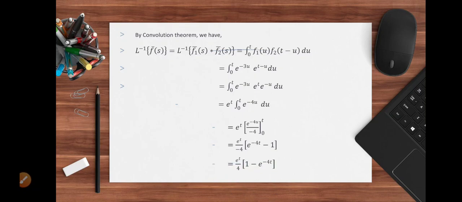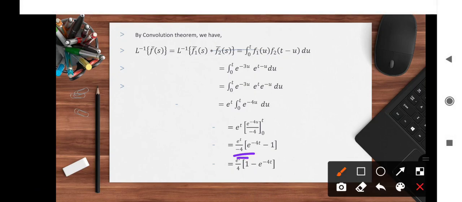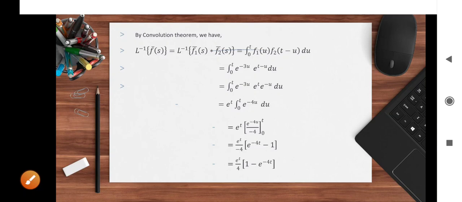Now taking this minus sign inside the square bracket, we get the final answer as e raised to t by 4 into 1 minus e raised to minus 4t. So this is your required answer as inverse LT of the given function of 1 upon s plus 3 into s minus 1. So this is a very simple example where you have got f1 and f2 of u functions as exponential functions, so that here the integration becomes very simple.